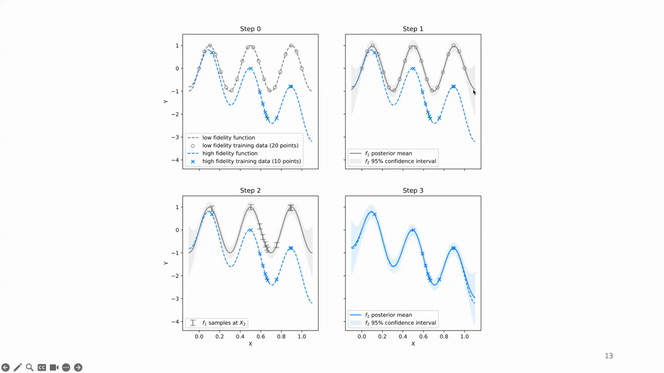In step 2, we then sample F1 at the locations where we have the high fidelity data. And we're not only taking the mean of F1, but also the variance / standard deviation. And finally, we use these values in our observations from the high fidelity data to fit our second Gaussian process.